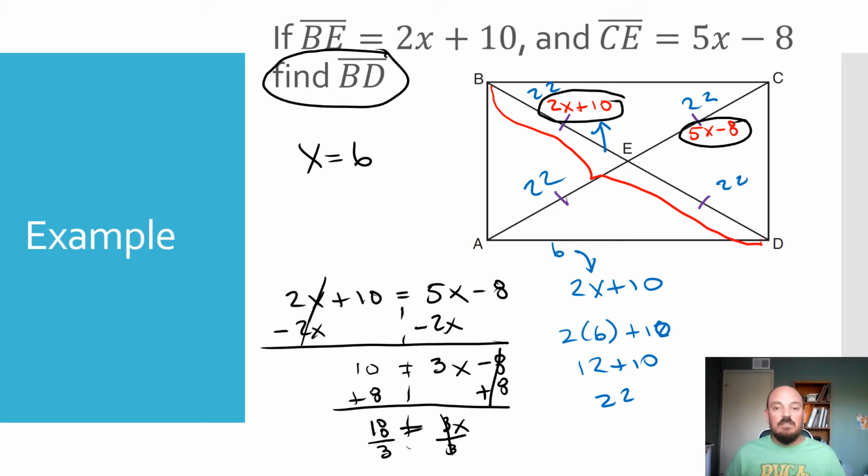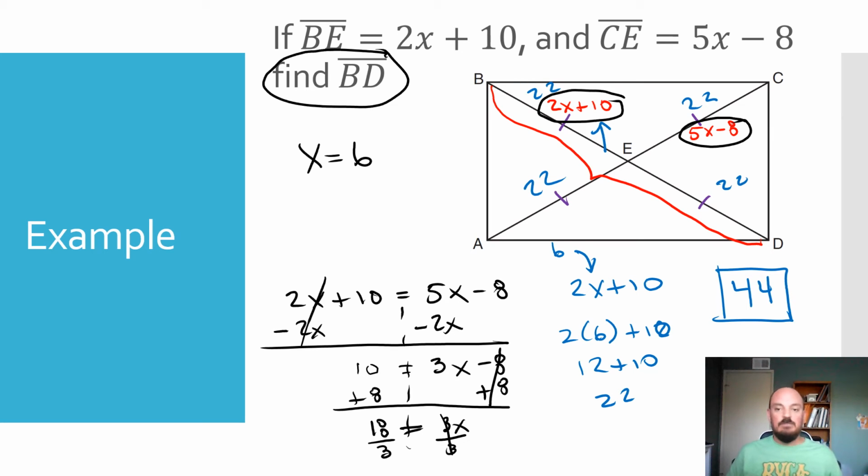So now I can see the final answer to the question is going to be 44, because I asked you to find all the way from B to D. If half of it is 22, then 22 times 2, or 22 plus 22, is 44. So your final answer to the question is 44. But remember, make sure you're answering the right question.